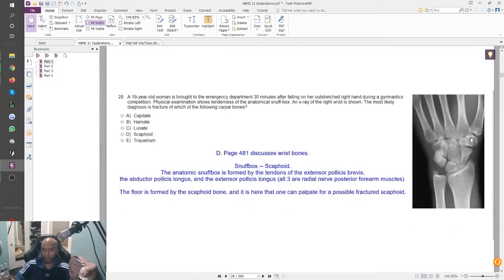The bones of the hand, right? So very obvious one. You want to make sure you're able to name all of them. The wrist bones, name all of them using the mnemonic that's given in the book.